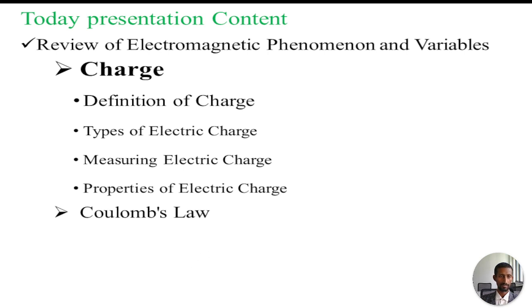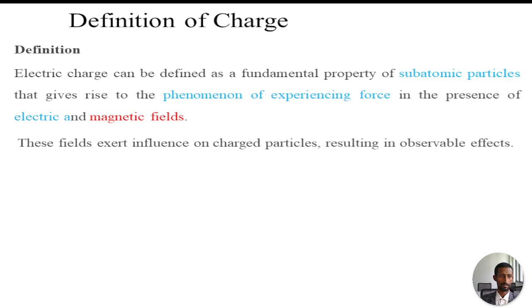So what is charge? By definition, electric charge may be defined as the fundamental property of subatomic particles that gives rise to the phenomena of experiencing force in the presence of electric and magnetic fields. We'll see what electric and magnetic fields mean, but in the presence of electric and magnetic fields, a charged particle will experience a force.